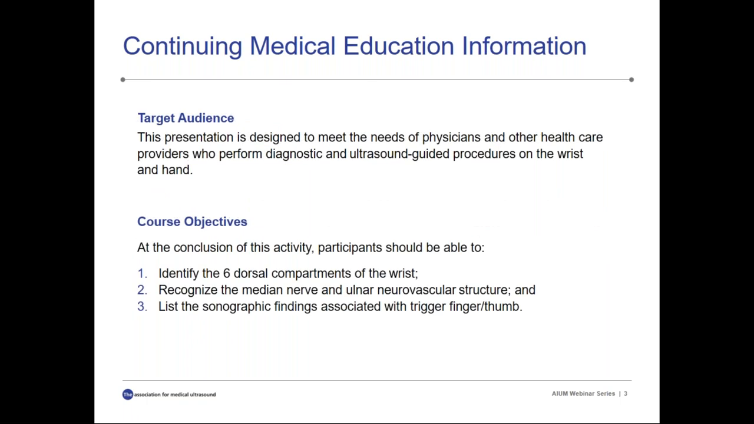By the conclusion of this webinar, participants should be able to identify the six dorsal compartments of the wrist, recognize the median nerve and ulnar neurovascular structure, and list the sonographic findings associated with trigger finger and thumb.